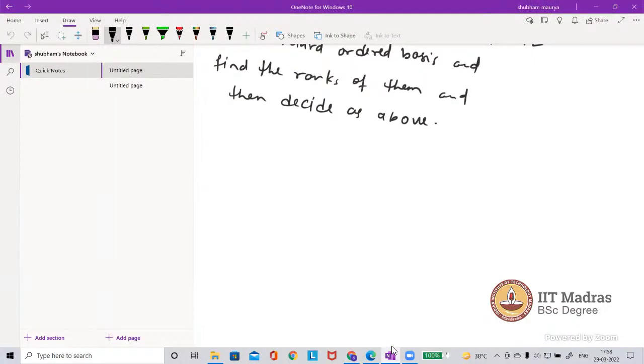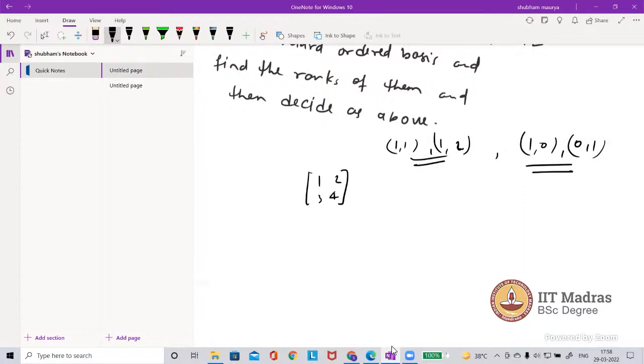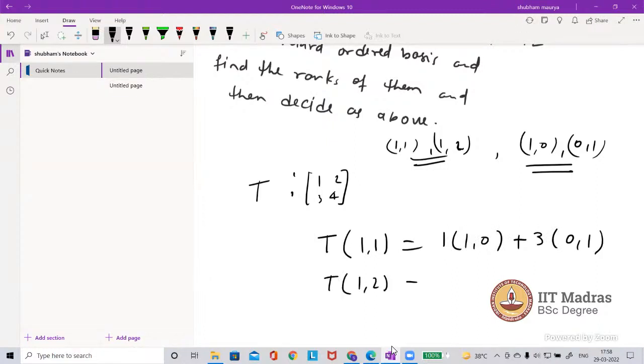1 cross 2, yes. See, if you have a matrix, let's say 1, 2, 3, 4, it is given like this, and bases are, let's say, (1,1) and (1,2) for codomain, and (1,0) and (0,1) for domain. So what does it mean? It says that the matrix representation of T is given. What does it mean then? Image of (1,1) equals what will be? From here you will have to find: 1 into (1,0) plus 3 into (0,1), right? And T of (1,2) equals 2 into (1,0) plus 4 into (0,1). So you can solve that easily.